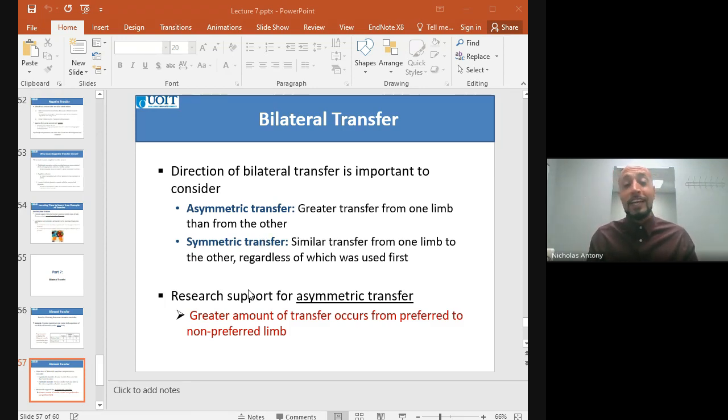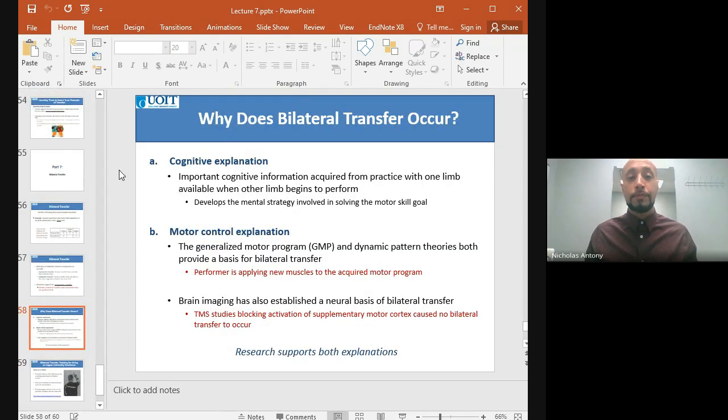Because this was proven, look it up in the textbook. What they found was that the transfer of learning occurred mostly when you practiced with the dominant hand. So there's a greater amount of transfer from dominant to non-dominant. One of the reasons why this could be is that whole idea of motor program, right? With practice, you have created a generalized motor program, and then the muscles available or the limb that you want to utilize is a parameter on top of that motor program.